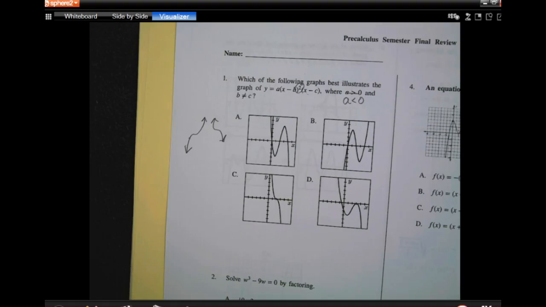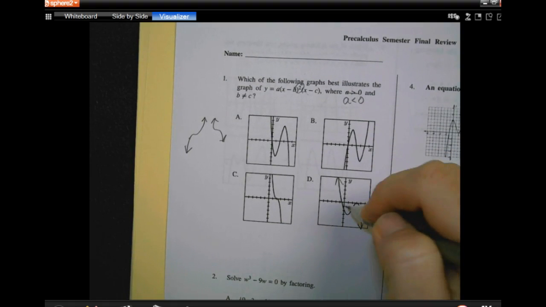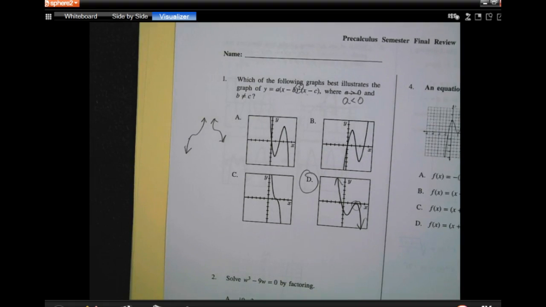D. It had to be D. And it is D. The end behavior matches. It's a touch here, and it goes through the axis, so it had to be D.